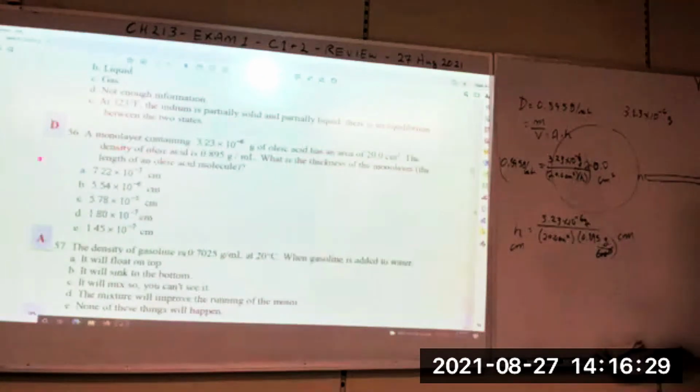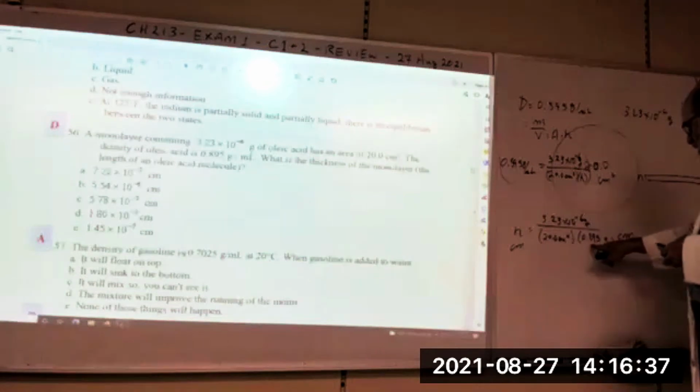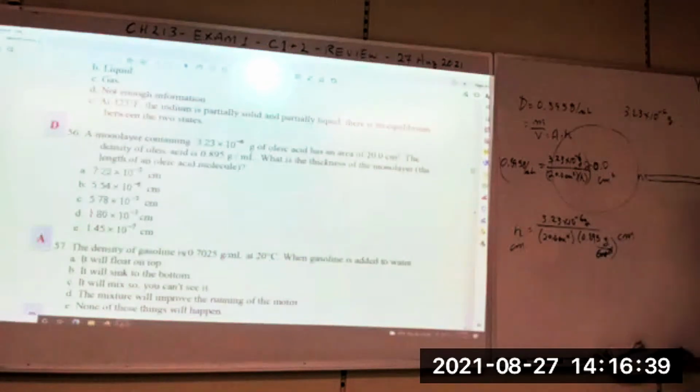And the answers that you have to choose from are in centimeters. So that's good. So then we just resolve this number, that one divided by that one, divided by that one, and we should get 10⁻⁷ centimeters. So that's the size of the oleic acid molecule.